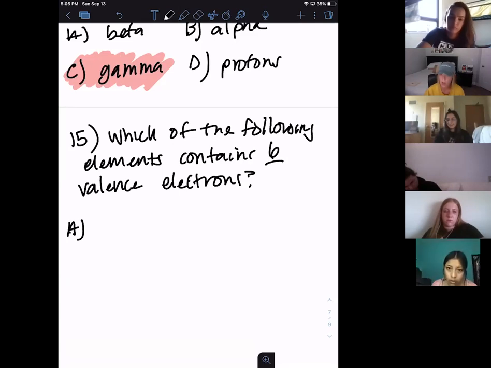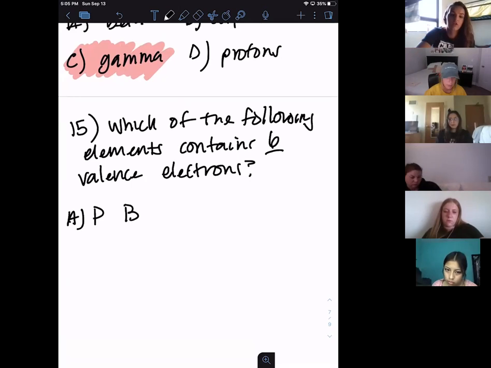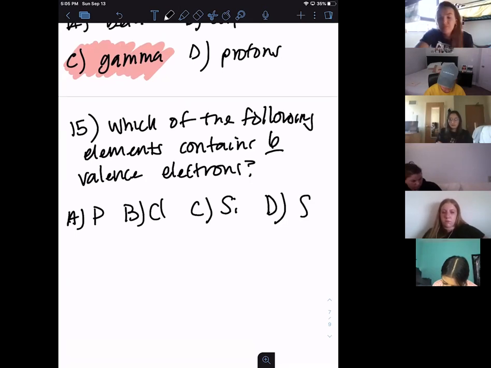Okay, this one is more a combination of periodic table and trends and understanding how to use a periodic table, okay? So even though it's way down there, we need to make sure we know what we're looking at on the periodic table and what those rows and columns and all the numbers on the sides mean. So which of the following has 6 valence electrons? A, is it phosphorus, chlorine, silicon, or sulfur? So which one has 6 valence electrons?